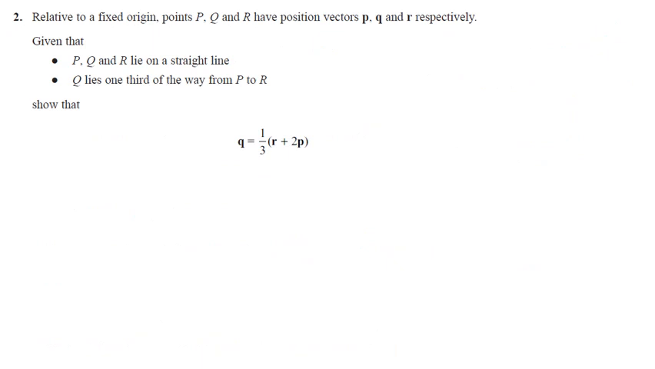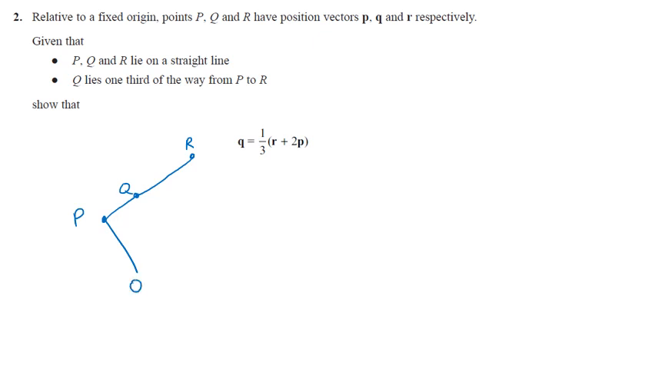Question 2. We're told that P, Q, and R lie in a straight line, and Q is a third of the way from P to R. So let's just draw a quick diagram of this. So there's P, there's Q, and there's R. So Q is about a third of the way along.